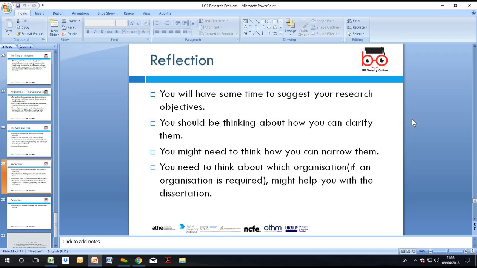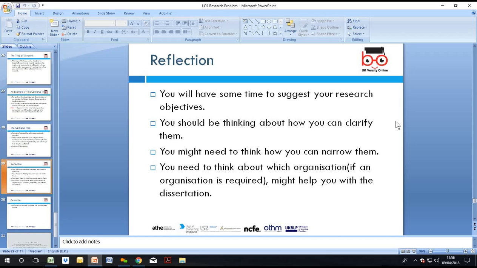Okay, so you will have some time to suggest your research objectives. You should be thinking about how you can clarify them. You might need to think of how you can narrow them down and think about which organisation, if an organisation is required, or company, might help you with the dissertation on the issue. Yeah. So those are the 4 points that you need to look at most carefully with regard to setting up any research project. Yeah.